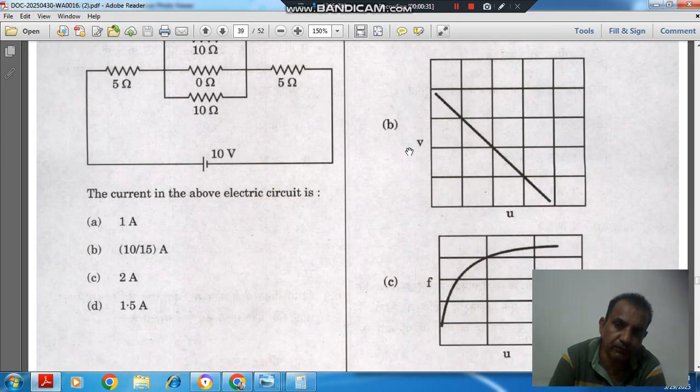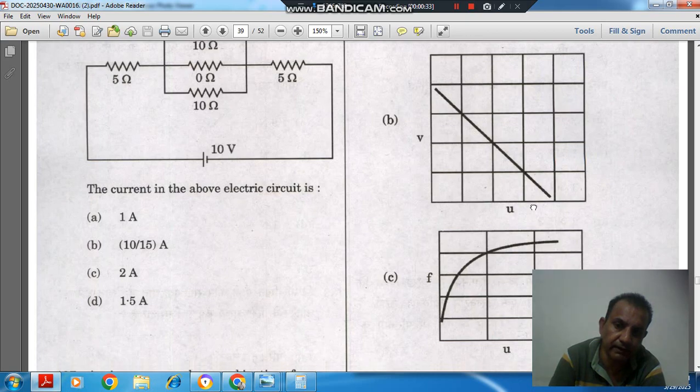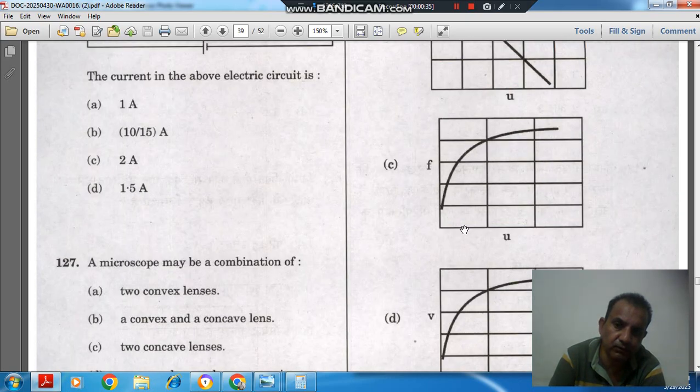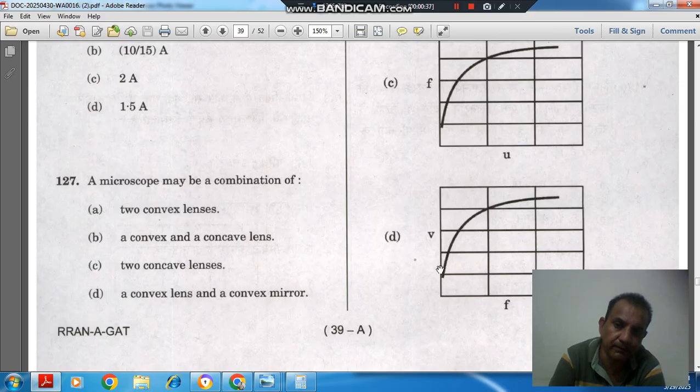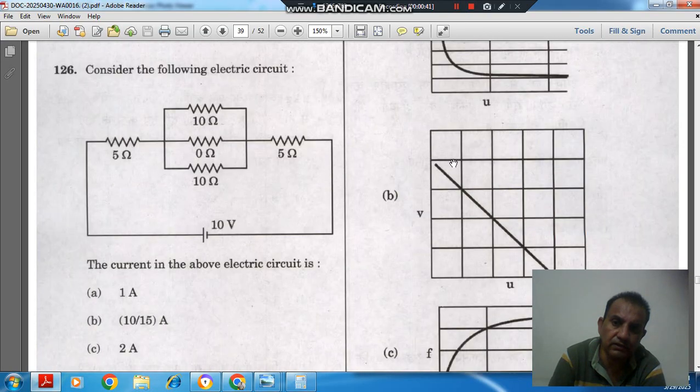This is option B, this is V, this is U, and the graph is like that. Option C, this is F, this is U, and the graph is like that. And option D, this is V and this is F, and the graph is like that. So the answer is option A.